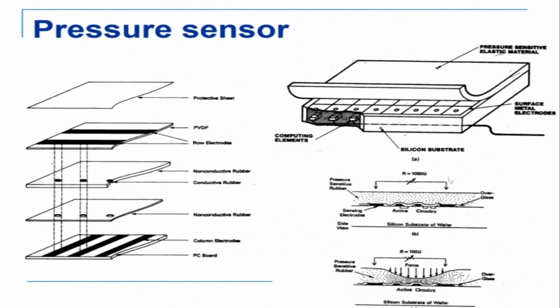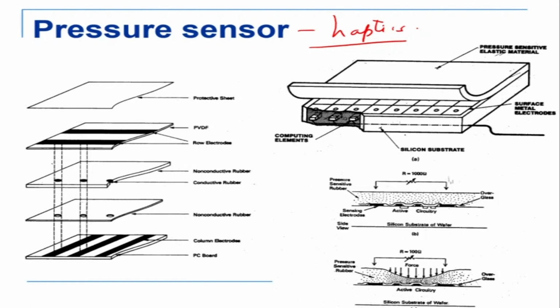Now the other sensors are, so these are proximity sensors. The other kind of sensors are pressure sensors, which are used on the fingertips of robots for sensing, for example, haptics. Haptics is one application of this kind of pressure sensors. How they work is very simple.